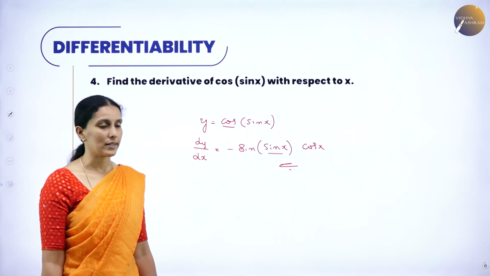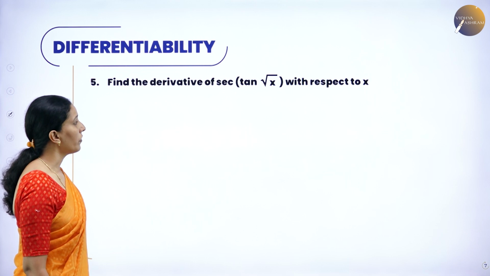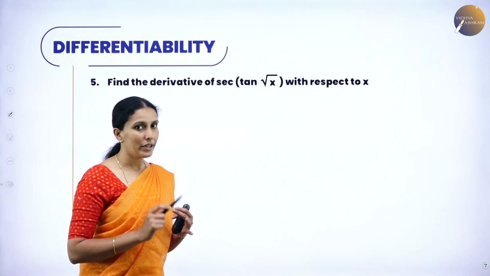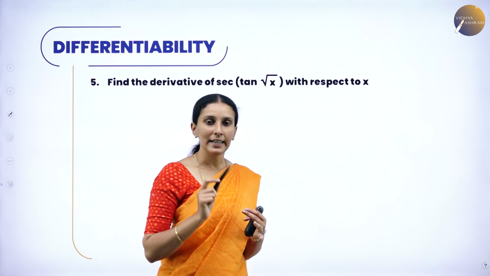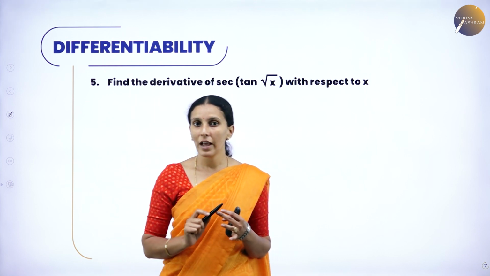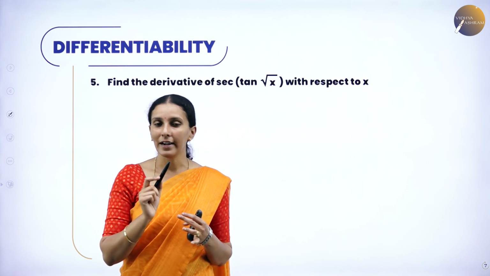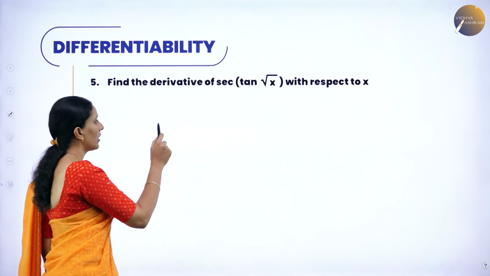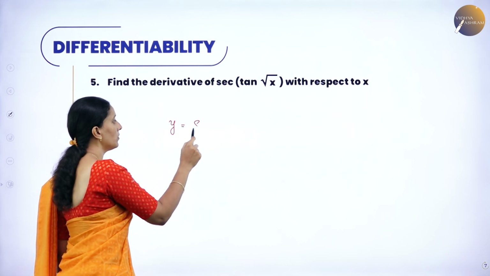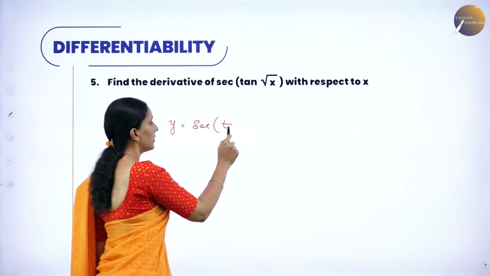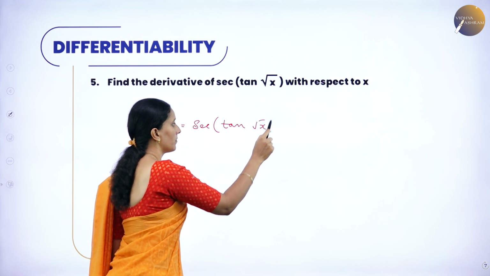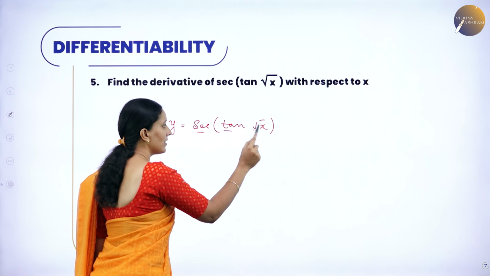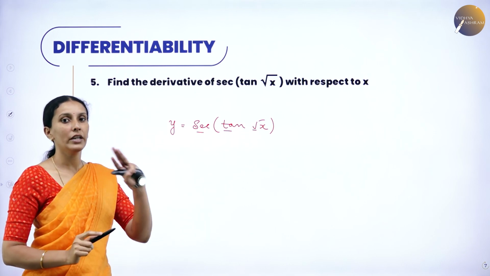Find the derivative of secant of tan of root x. We know the derivative of secant x is secant x tan x. Derivative of tan is secant square x and derivative of root x is 1 by 2 root x. So from this, if you take y is equal to secant of tan root x, here we have three functions. One is secant, tan and square root function. So we will be having three derivatives.